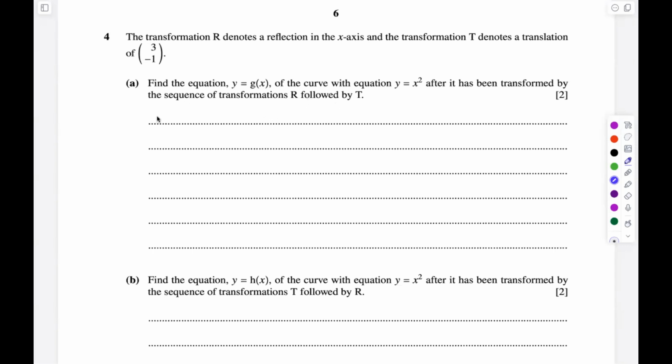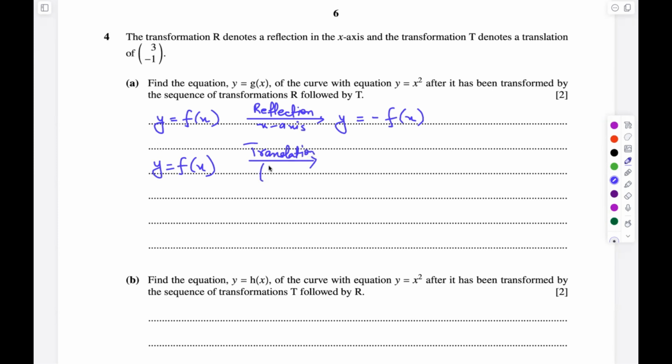Now, let's say we have an equation of the form y equals f of x and there's a reflection in the x-axis. After the reflection, this equation is written as negative f of x. And if we have a translation, and the translation vector is given as (a, b), the function f of x will now be written as f of x minus a, plus b. This represents a translation of positive a units in the x direction, and plus b represents a translation in the y direction.